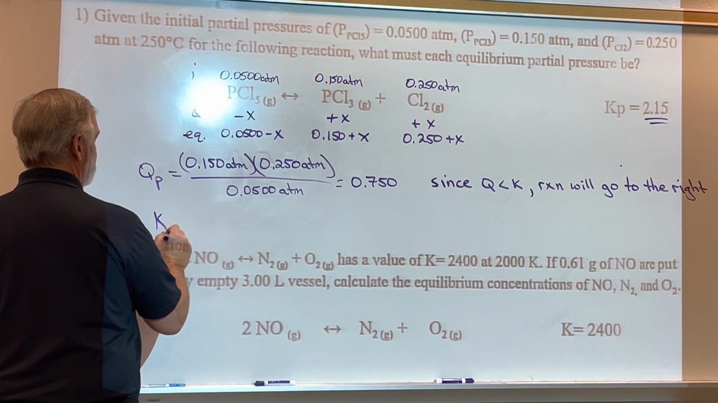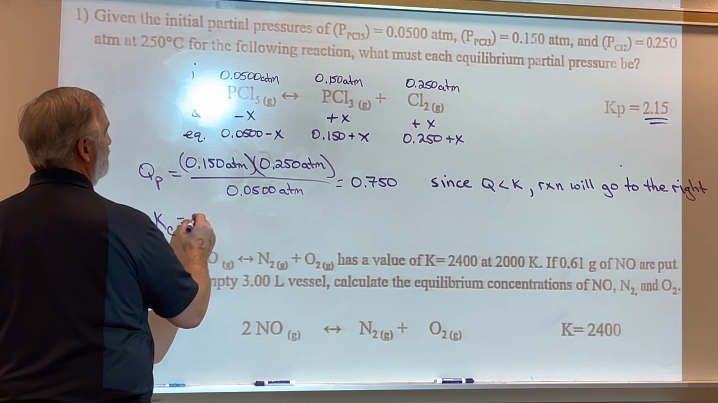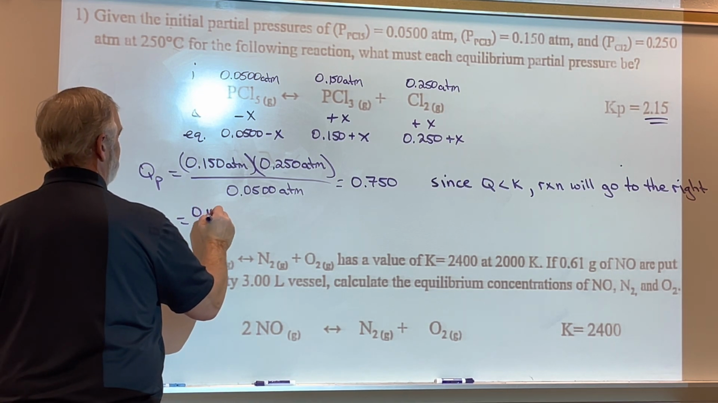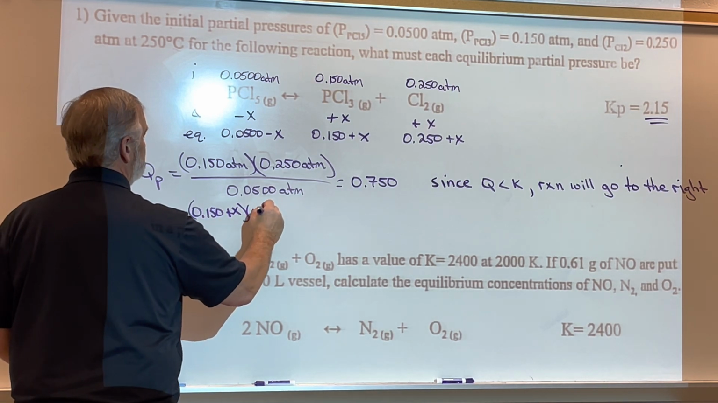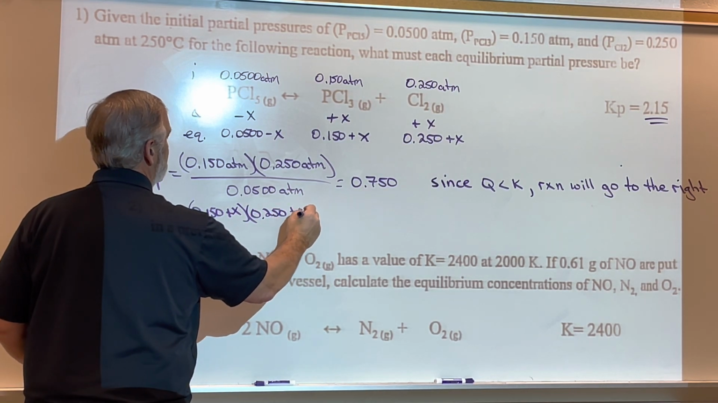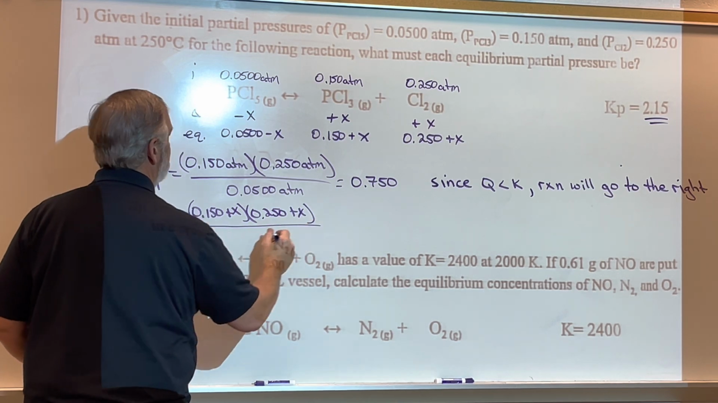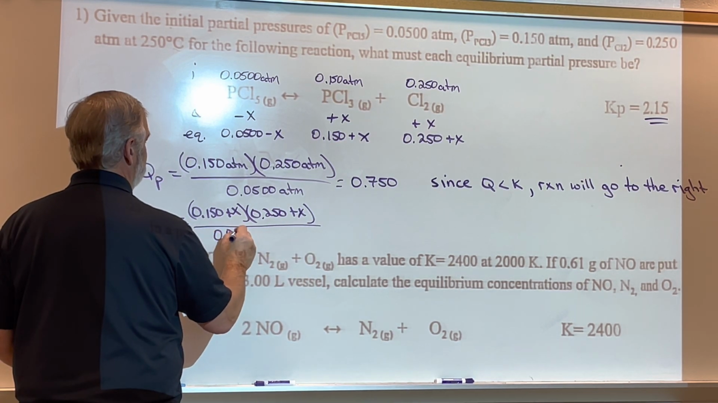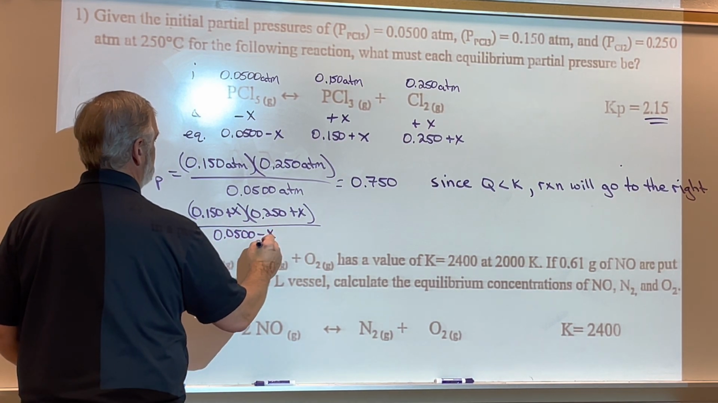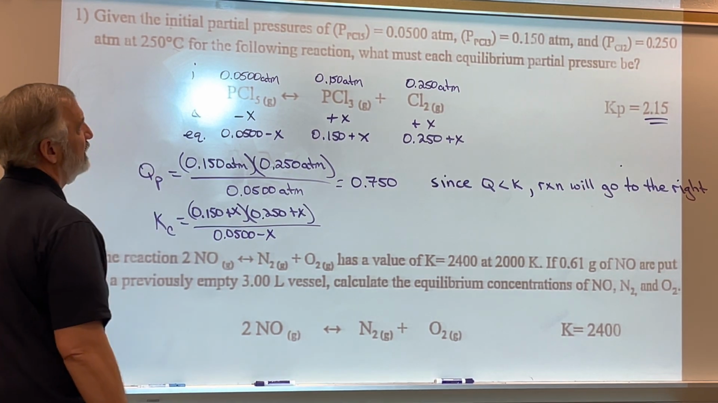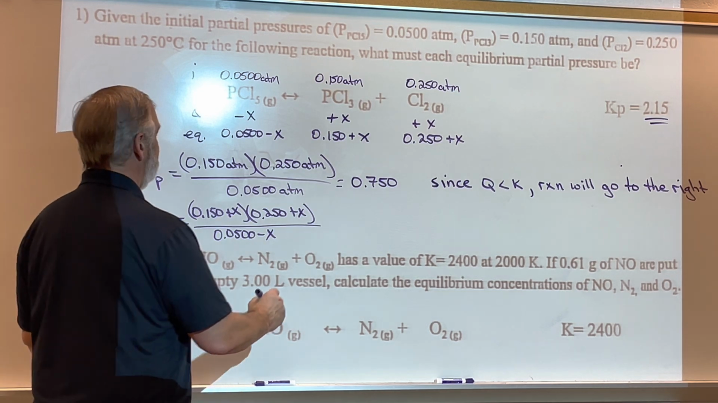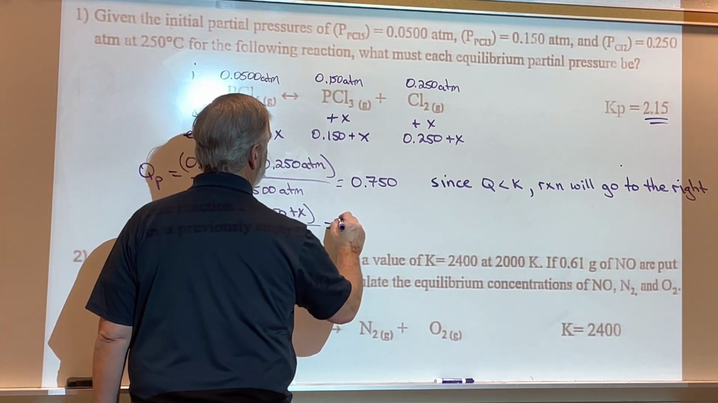So Kc is gonna equal 0.150 plus X times 0.250 plus X divided by 0.0500 minus X. All right? And all of that's gonna equal 2.15.